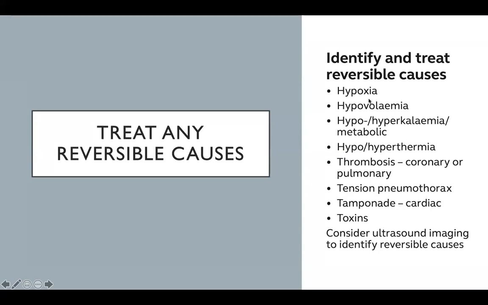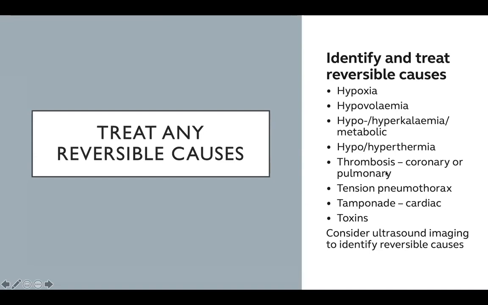So if the cause of the cardiac arrest is hypoxia, we can treat that by putting in our tube and ventilating our patient. Hypovolemia, we give fluid or blood. Hyperkalemia, we're going to give calcium gluconate to stabilize the cardiac membranes and consider insulin dextrose to bring the potassium down, although this may be slow. Hypothermia, we're going to warm them up. For thrombosis, we can do thrombolysis.